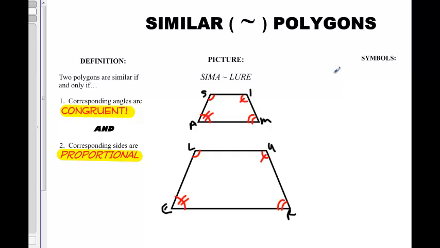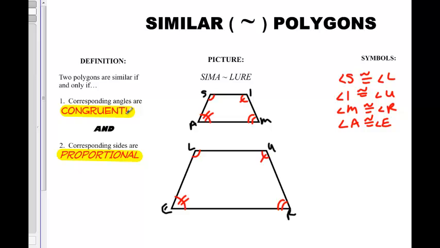And so we know how to write that in symbols. We're just going to list that out. Angle S is congruent to angle L in the large one. Angle I, that one was congruent to angle U. Angle M congruent to angle R. And angle A was congruent to angle E. Nothing really too tough about that. Let's go to number two.